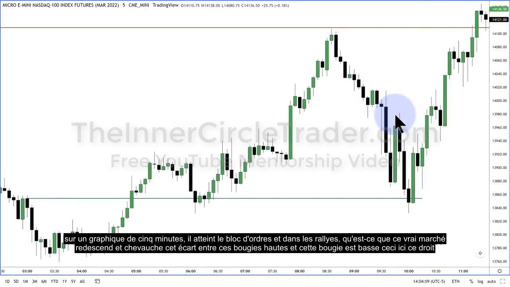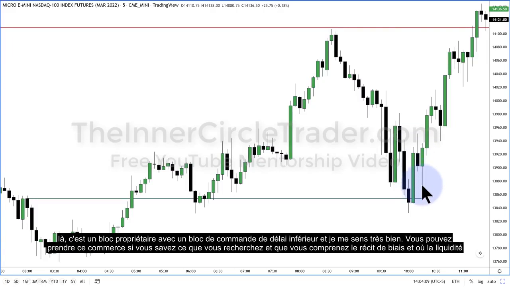Down to a 5-minute chart. It hits the order block and then rallies. What is this? It's your fair value gap. Market trades back down and overlaps that gap between this candle's high and this candle's low. This right here, that right there, that is one order block with a lower time frame order block and a fair value gap.